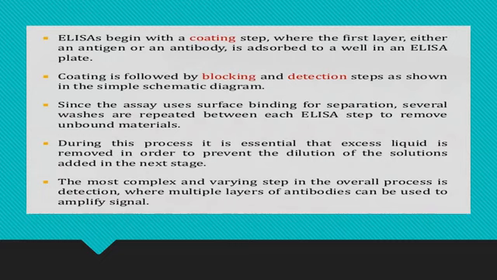Since the assay uses surface binding for separation, several washes are repeated between each ELISA step to remove unbound material. So the washing process between one step and another is very important to remove the unbound material. During this process, it is also essential that excess liquid is removed in order to prevent the dilution of the solution added in the next stage. So when we do washing, after washing we have to dry the plate.